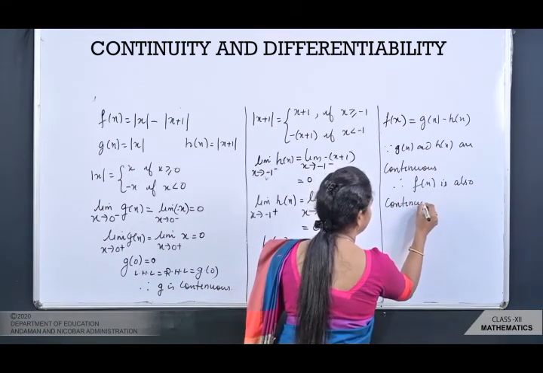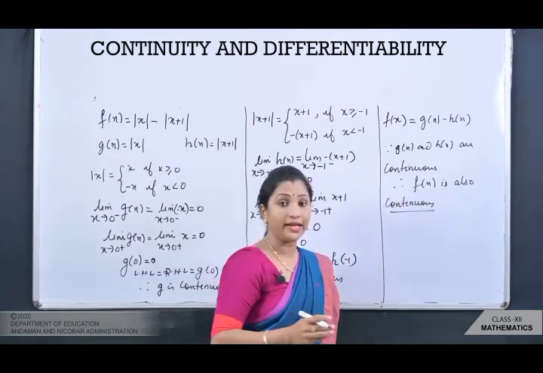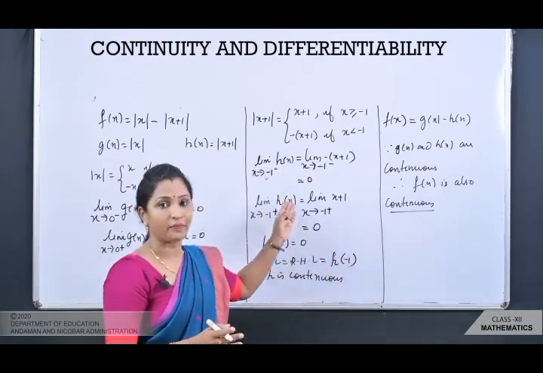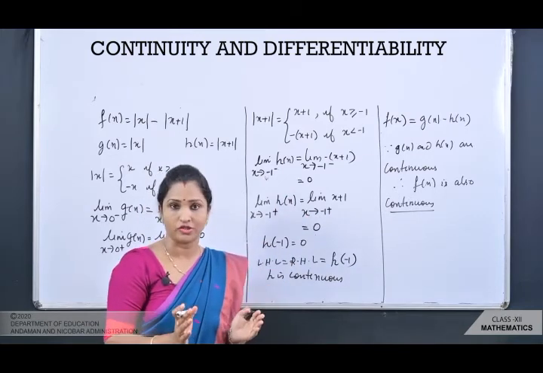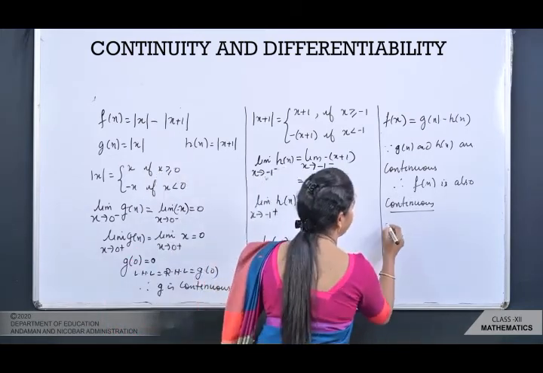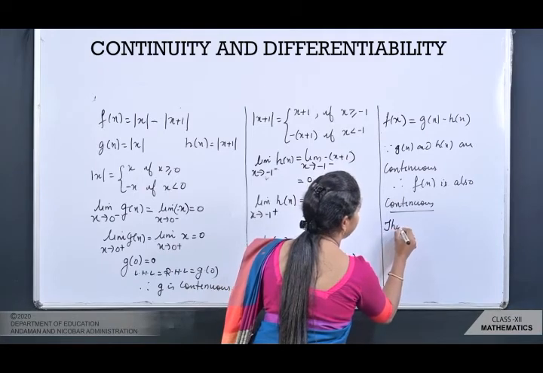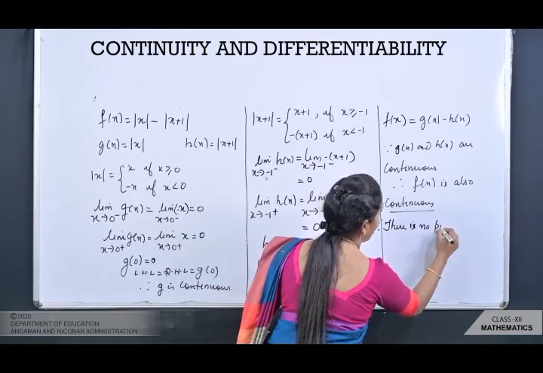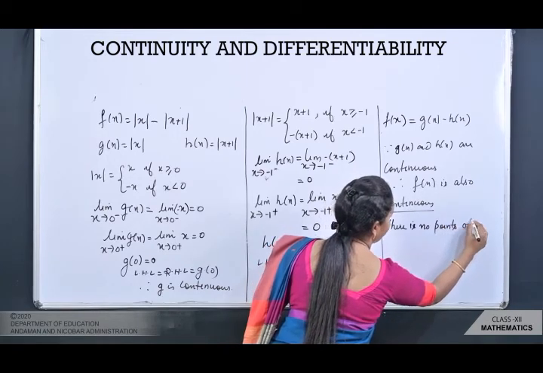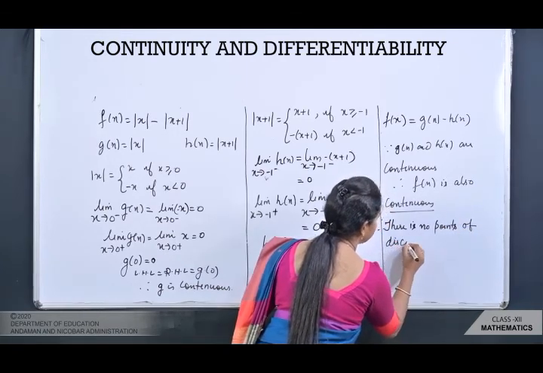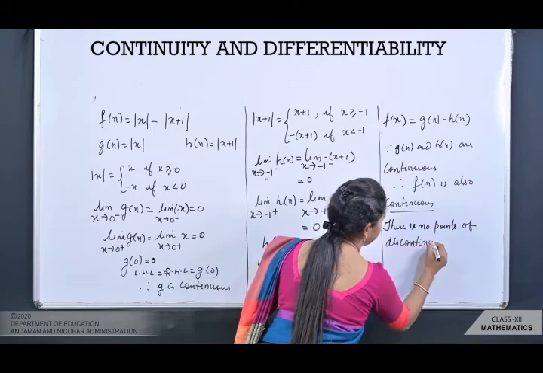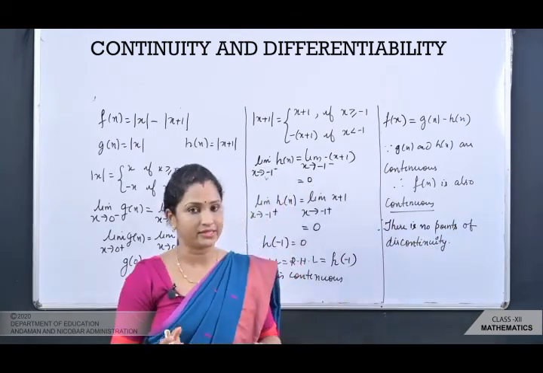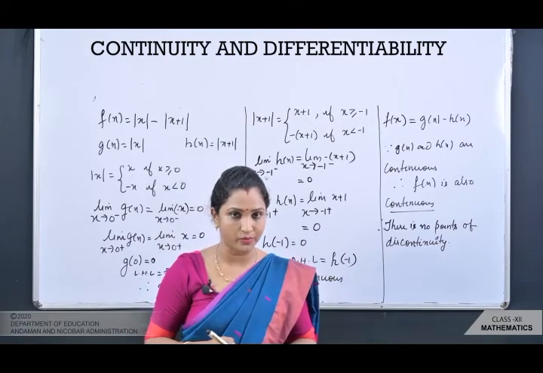Okay. But the question is you have to find the points of discontinuity. But what did we get? We got the function to be continuous at both places. So what will you write here? Therefore you can say there are no points of discontinuity. Okay. There is no point of discontinuity in this function. There are no points of discontinuity. I hope this question is clear to you.